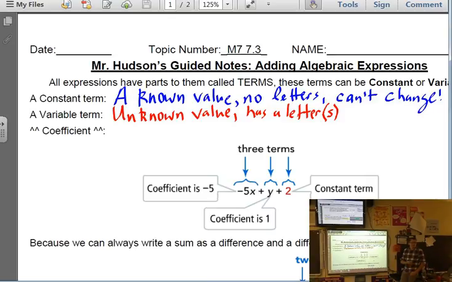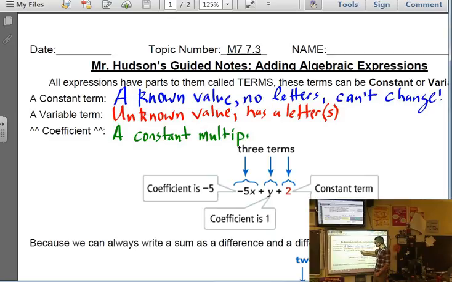Kind of. It's doing something with the variable. Andrew? Isn't it a constant times a variable? It is a constant multiplier to a variable. A constant multiplier to a variable.